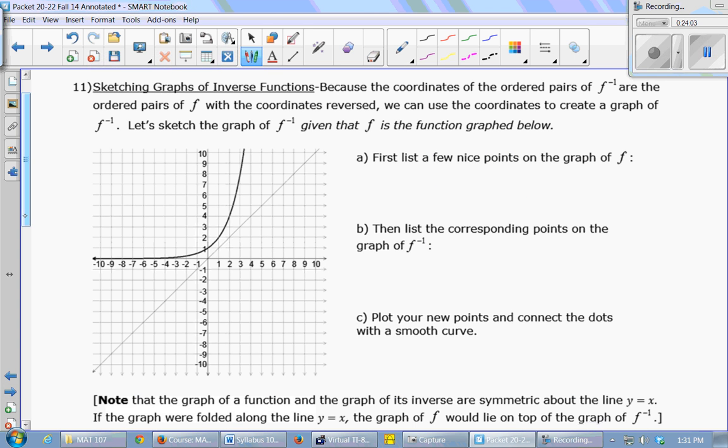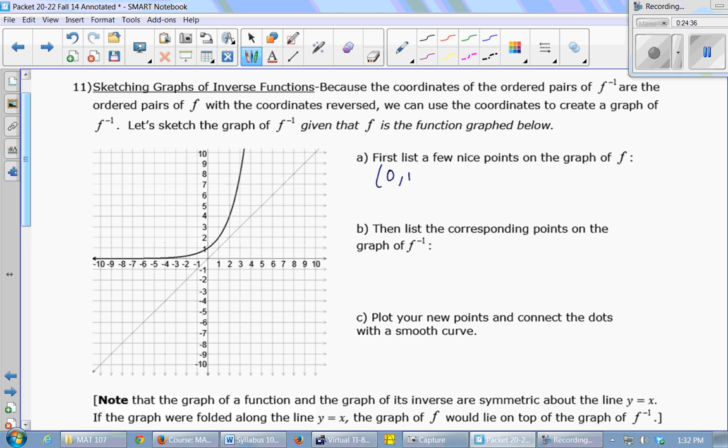So here, this is the thing with how do you draw a picture of the inverse function given the function itself. Because the coordinates of the ordered pairs on f inverse are the ordered pairs of f, but we just swap the coordinates, you can create a graph of f inverse by first listing a few nice points in the graph of f. So looking at this picture, what are some points on there? Just go through nice grid points.